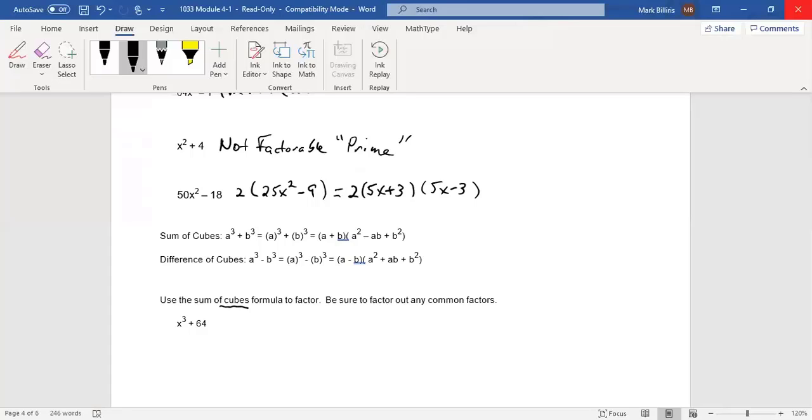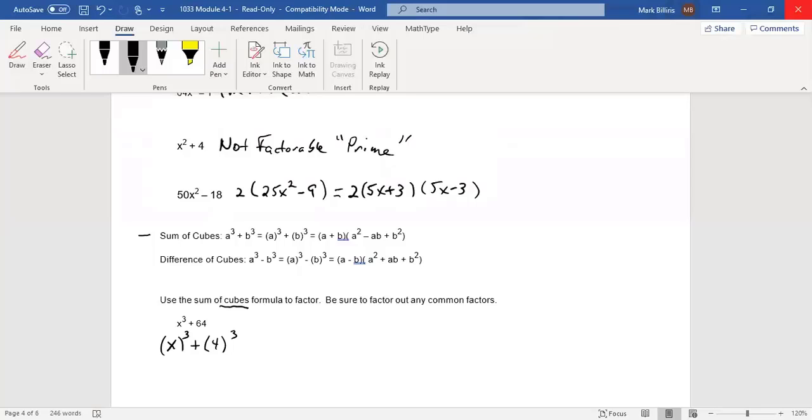So our first step, since this is the sum of cubes, we're going to use the first formula. Notice it starts as a cubed plus b cubed. So what we're going to do is break it down into the values that were cubed that give us those particular terms. So this is x cubed, because we know x times x times x gives us x cubed. And 64 is 4 cubed, because 4 times 4 is 16, times 4 is 64.